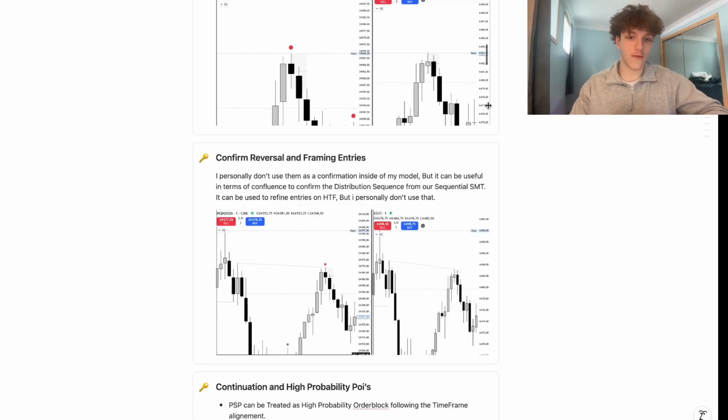It can be used for many different things. First, we have to confirm reversal and frame entries. I personally don't use them as confirmation inside of my model, but it can be useful in terms of confluence to confirm the distribution sequence from our sequential SMT. It can be used to refine entry on higher time frame, but I personally don't use that. So I will not go over that in depth.